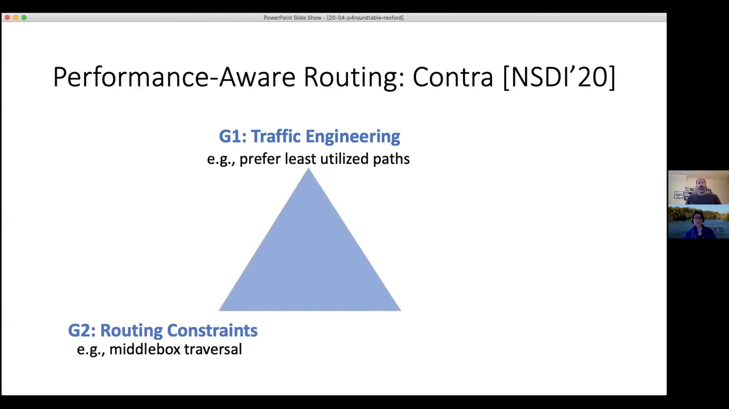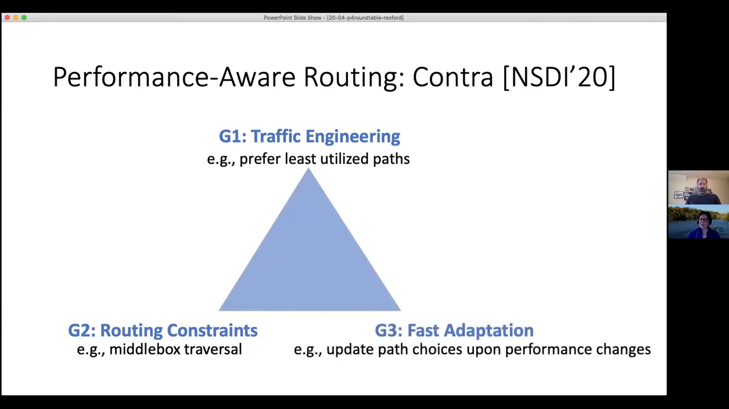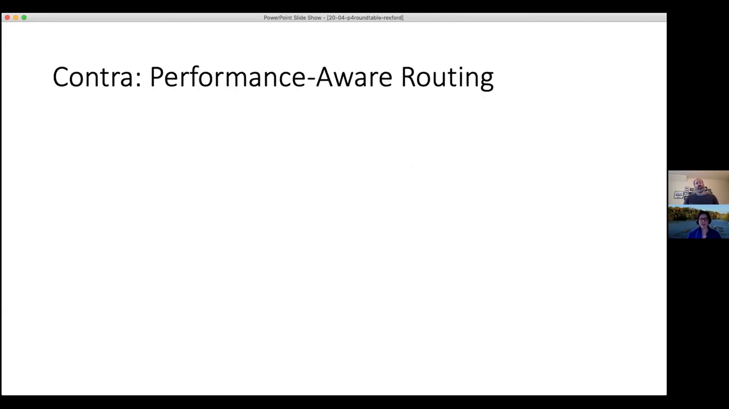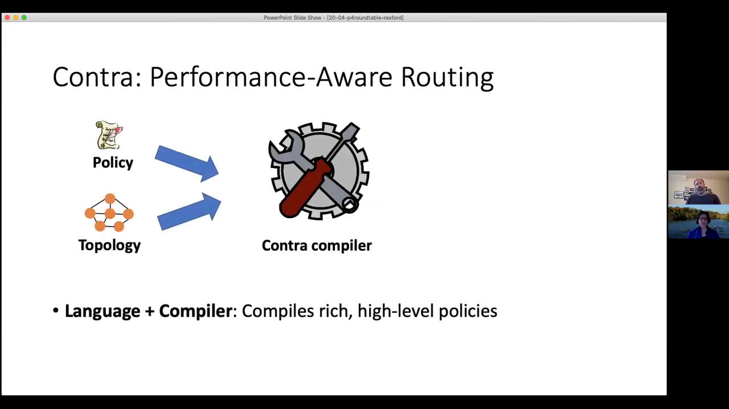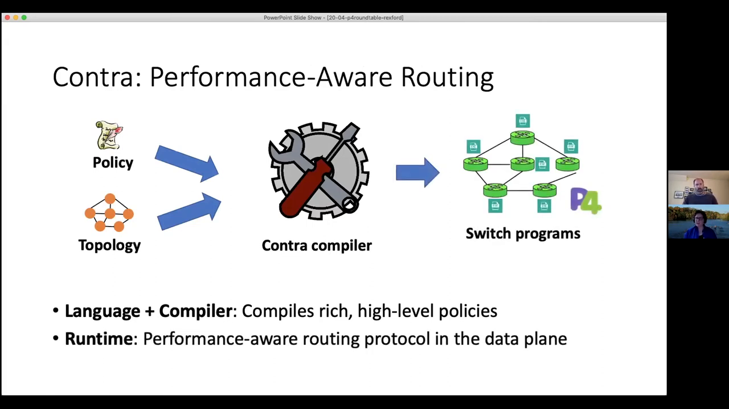For example, some traffic might need to go through a particular middlebox that's connected to a particular switch in the network. And we'd like to adapt quickly to changes in performance at data plane timescales rather than in control plane timescales, let alone centralized control plane timescales. So how do we do that? Well, essentially we allow the network administrator to specify their constraints and objectives for traffic engineering, tell us their topology, and then the Contra compiler will synthesize the P4 programs that implement a distributed load-sensitive routing protocol completely in the data plane.